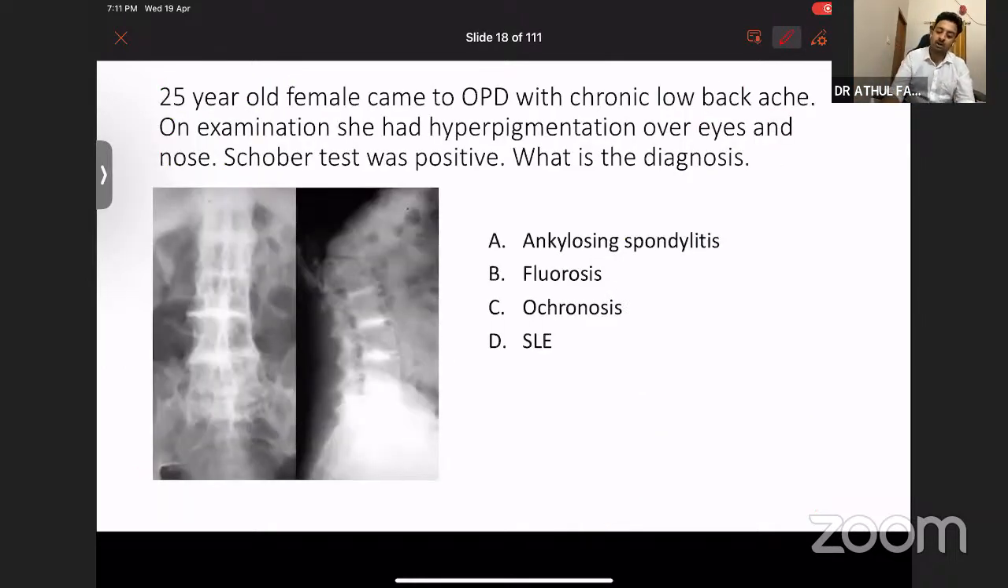Now this is another INI-CET repeat question which we discussed in our previous class. This is a 25-year-old female who came to the OPD with chronic low backache. On examination, she had hyperpigmentation over the eyes. So what is the diagnosis here?